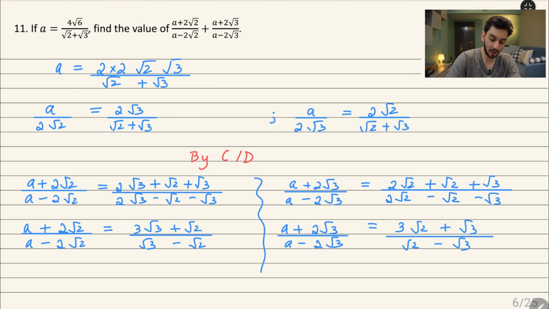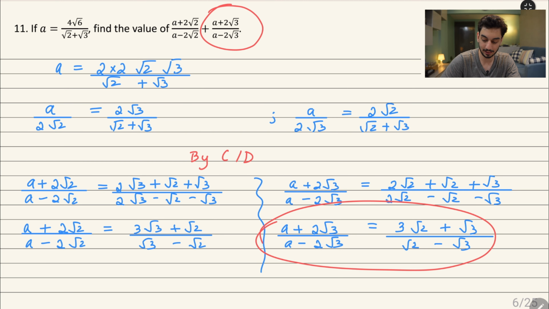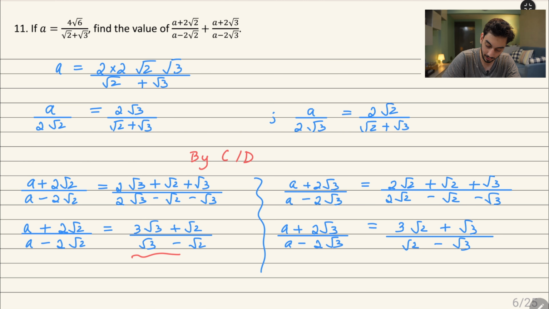Now if I see very closely, a plus 2 root 2 upon a minus 2 root 2 is exactly over here, and the second one, which is a plus 2 root 3 upon a minus 2 root 3, is exactly over here, which means I need to add this and this. So when I add the left hand side of both these equations, that would be my question, the expression that is given, and the right hand side would be my answers. So let us just copy it down to the next page.